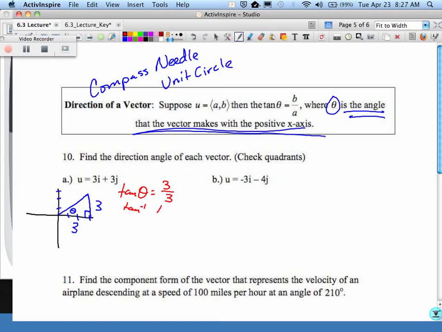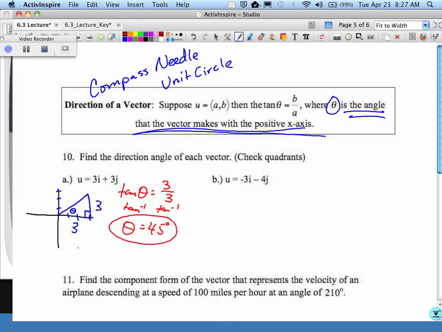Most of you can probably do that in your head. In the first quadrant, which angle gives me a tangent of 1? 45 degrees. So when you inverse tangent, you get 45 degrees. So that's the direction that compass needle is pointing at.